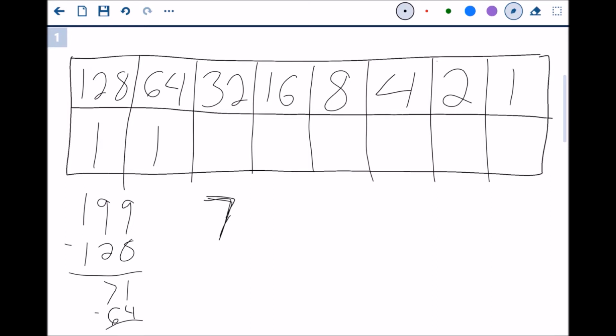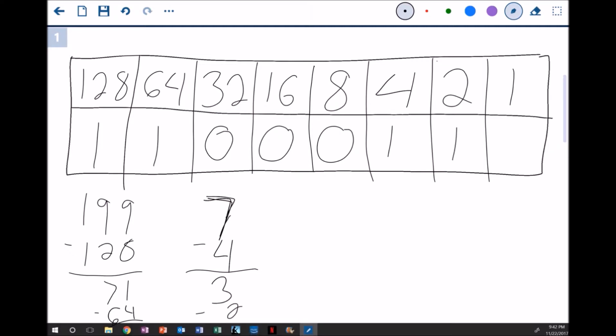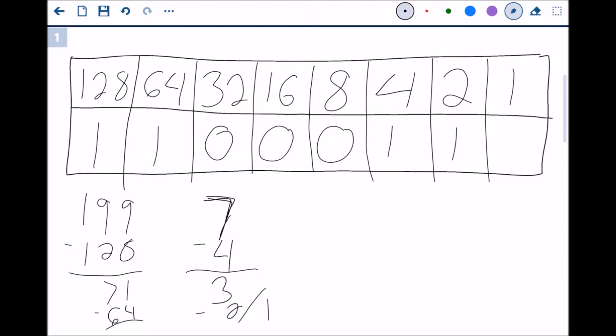So then the next thing we ask is, can we subtract 32 from 7 without going negative? And of course the answer is no, so we put a 0 here. We can't subtract 32. The next one is 16. Of course you can't subtract that. Can't subtract 8. We get to 4, which of course we can subtract without going negative. And now we have 3 left. And we put a 1 in that column. And of course we have a 2, which we can subtract, and then we have 1 left, and so we put a 1 here, and if we subtract 1, of course we get 0, which is exactly what we want to have.